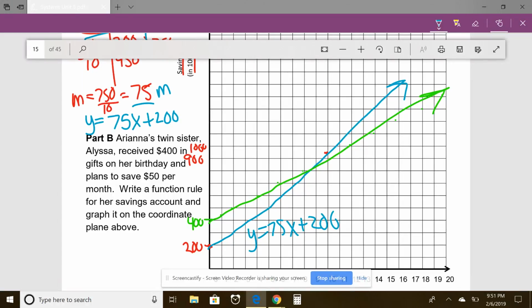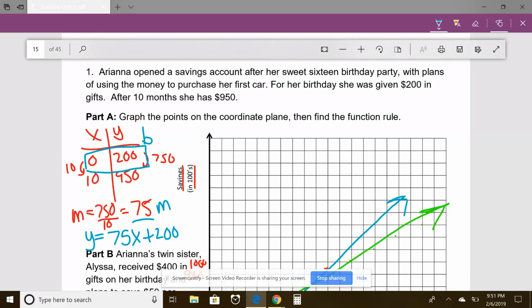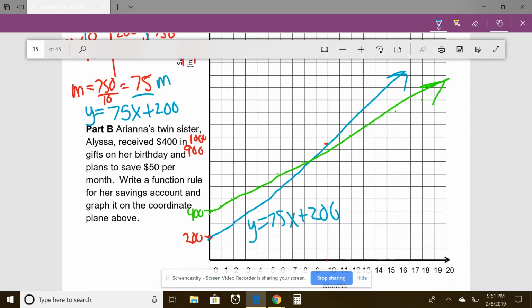All right. So that was Ariana. Now Ariana's sister, she started off with 400. So that's going to be her b. And actually the other one is the rate. Remember the word per? $50 per month means that's her rate. That's going to be her m. Her b is going to be 400. So her equation is going to be y equals 50x plus 400.